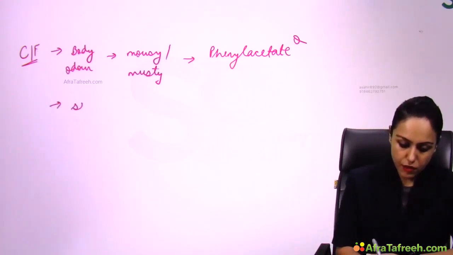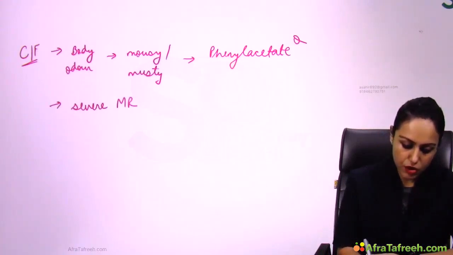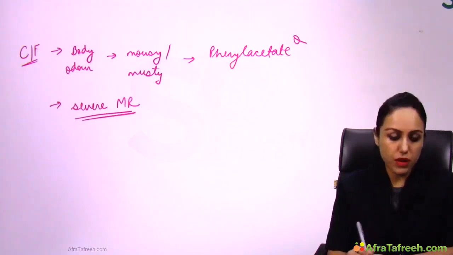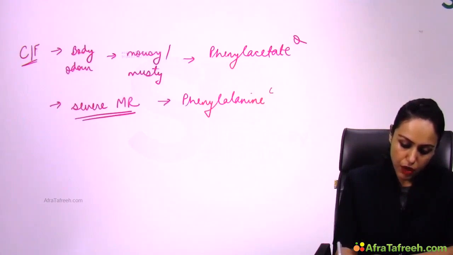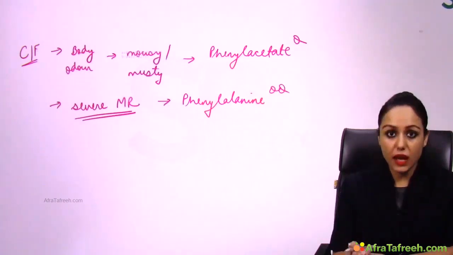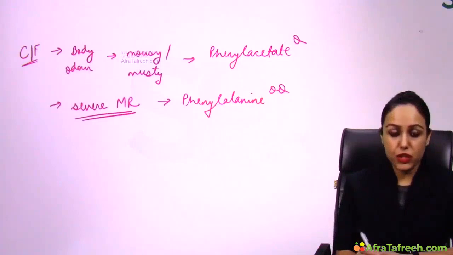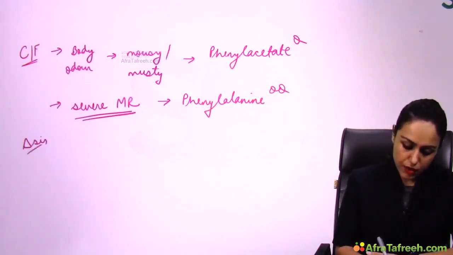And tell me, is the brain affected in this phenylketonuria? Yes, severe mental retardation occurs. The brain is affected and severe mental retardation occurs, and mainly this mental retardation is because of which compound? It is because of the amino acid itself, that is phenylalanine, right?